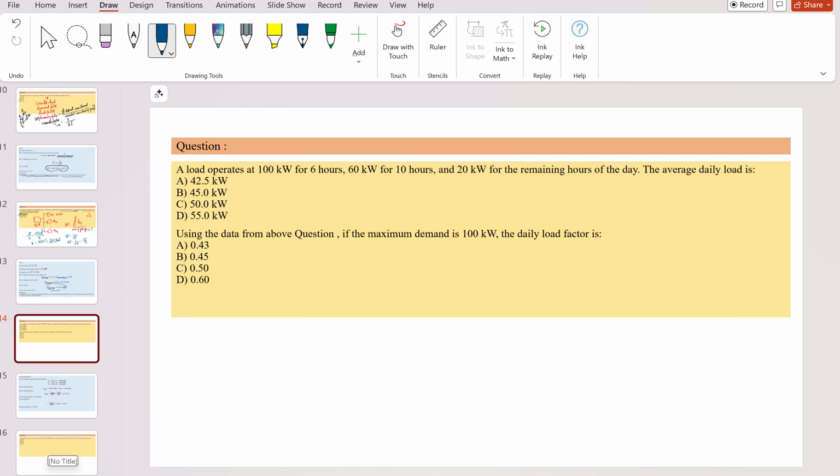Okay, try to solve this problem. This is related to the average daily load. You have to find out the average daily load. This is similar to what we have seen in the load curve: the summation of all the power multiplied by time, divided by total time. Try to solve this daily load curve and find out the daily load factor.